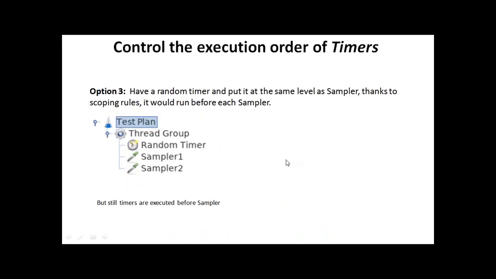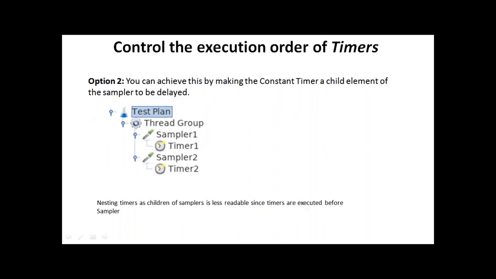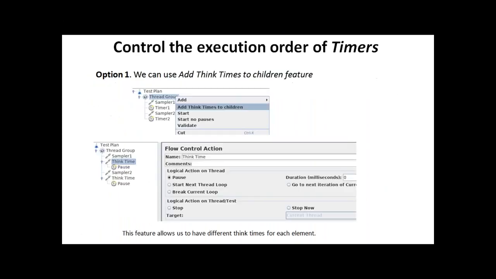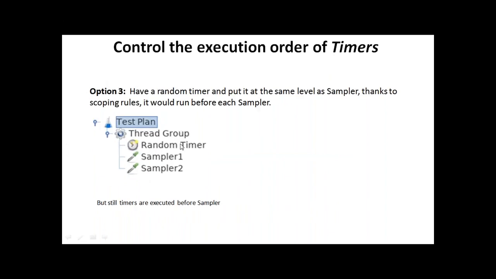So I've given you all the three options as to how you can add the timers. You can go ahead and use any of the options. There is nothing right, nothing wrong. But I have a problem with option 3. What is the problem? As per the order of execution, first timer will be executed, then sampler, then timer, sampler. So first, I want the sampler to be executed, then the timer. That's the reason why option 3 is not that preferable.